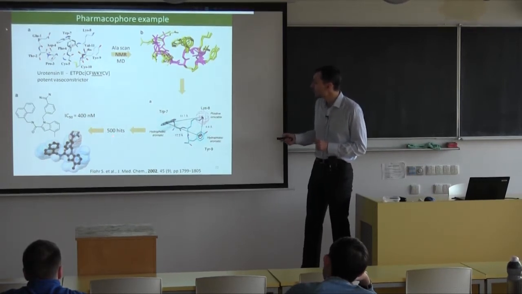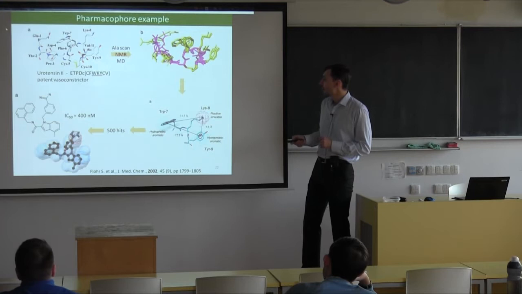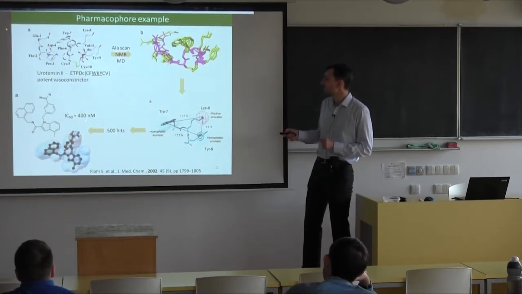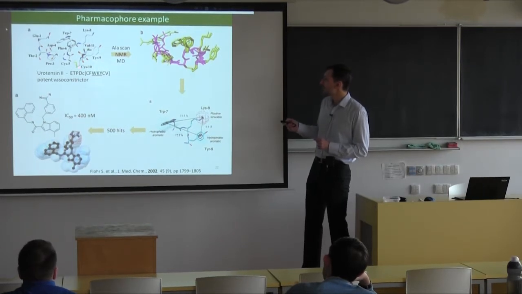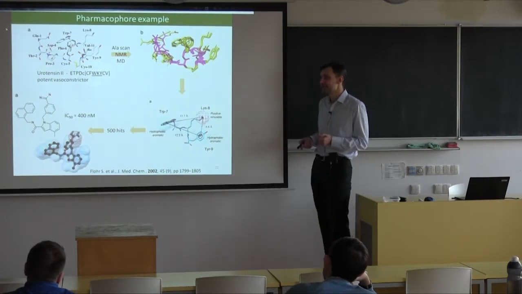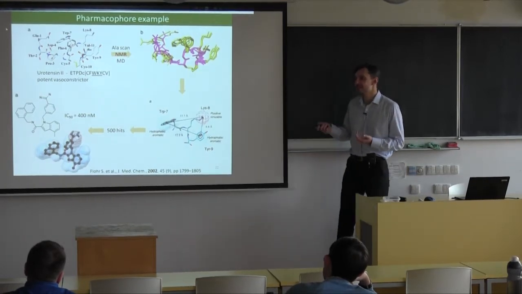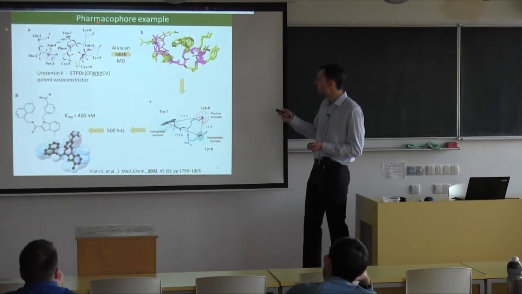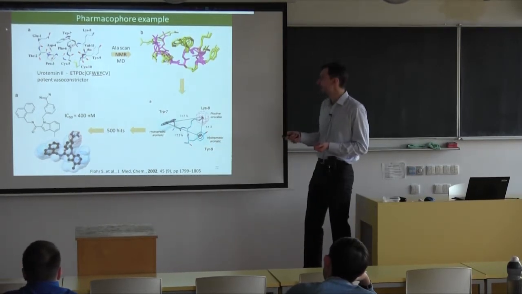They identified 500 hits, and one of those hits was a quite active, small compound. If you look at this one and this one, there is almost nothing similar. So it would not be possible to detect this using similarity search or even by human eyes. But a pharmacophore model can do this quite easily.